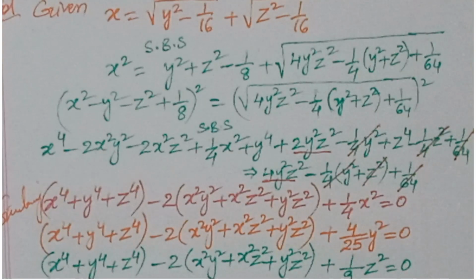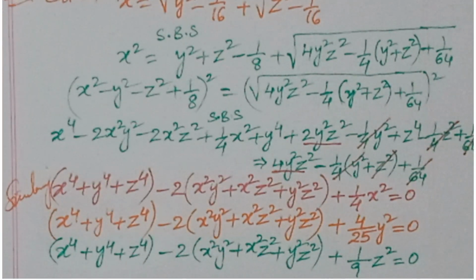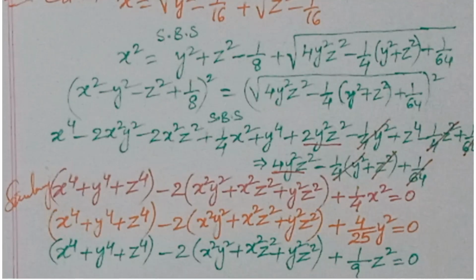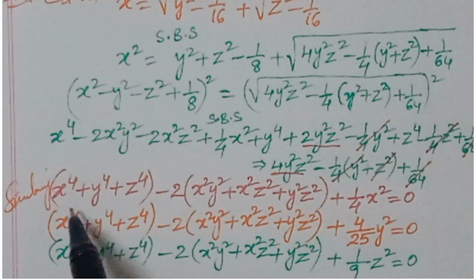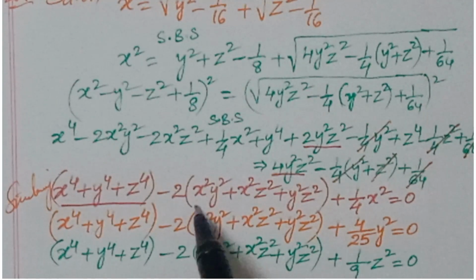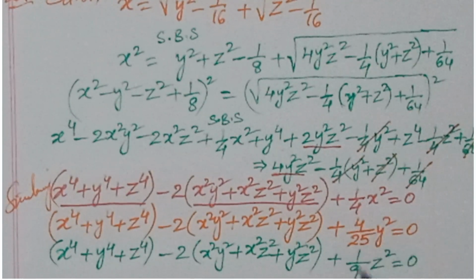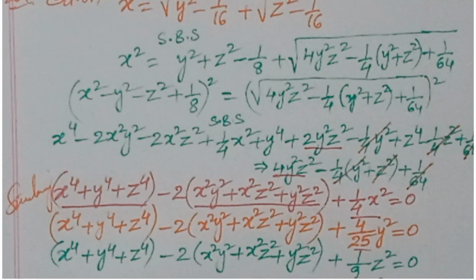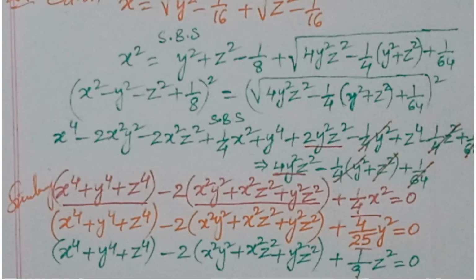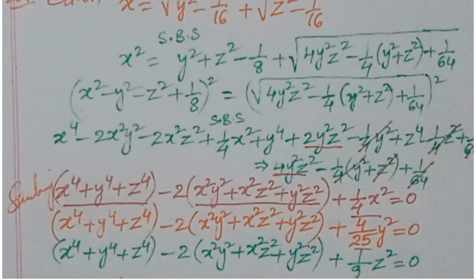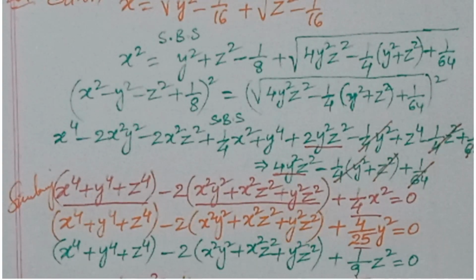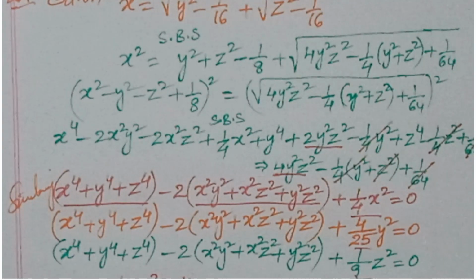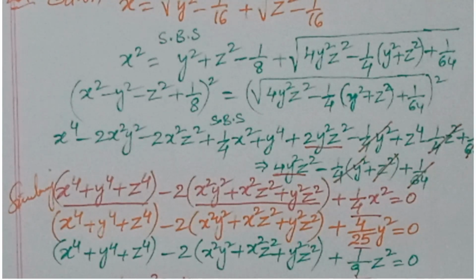So if you observe this, here the first two terms are the same. This term and this term are the same in all the three. Only these three are different. This one and this one and this one are different. So from this you can conclude that 1 by 4 x square is equal to 4 by 25 y square is equal to 1 by 9 z square.